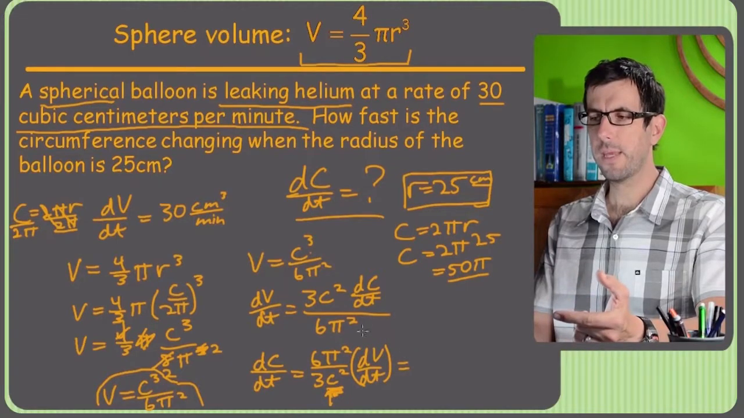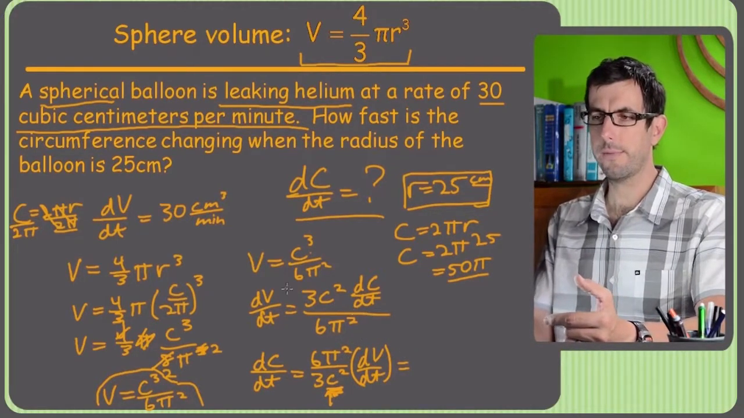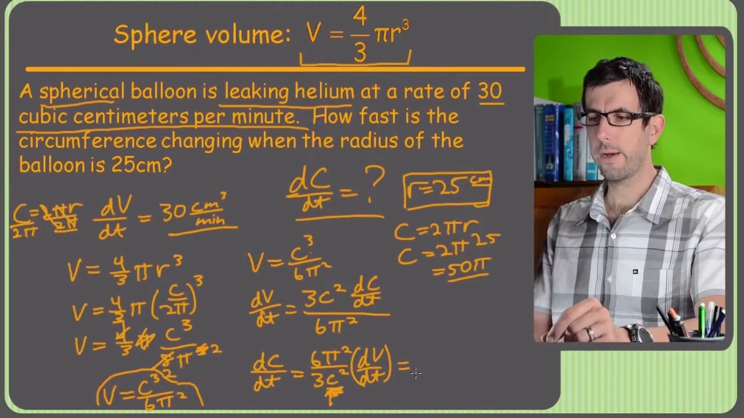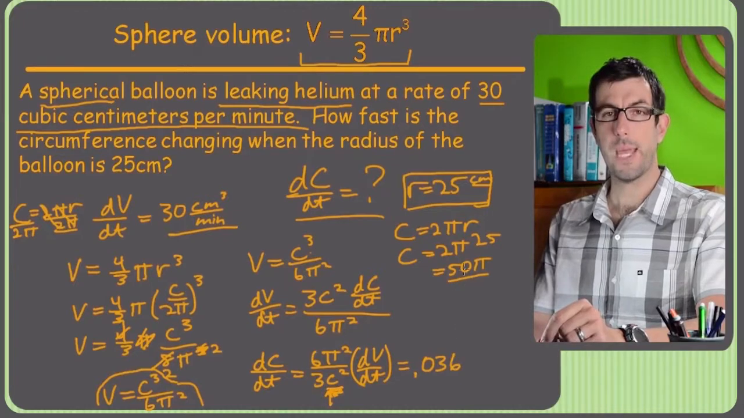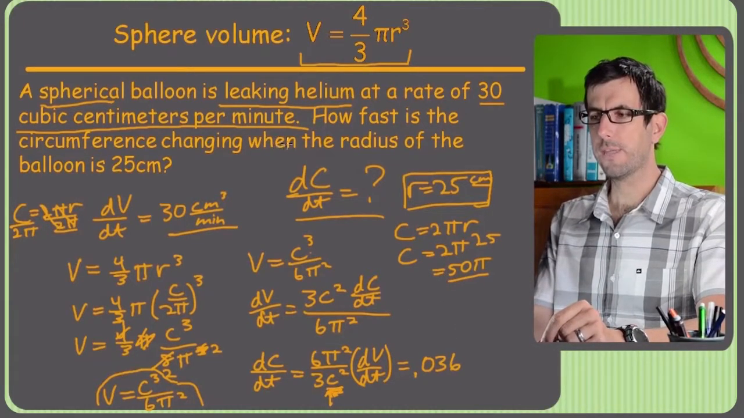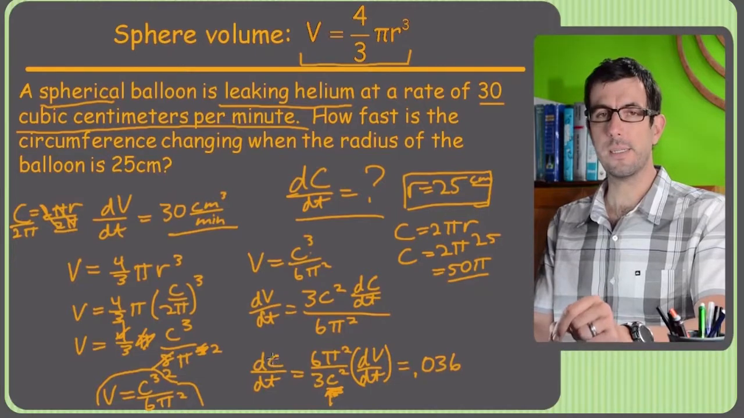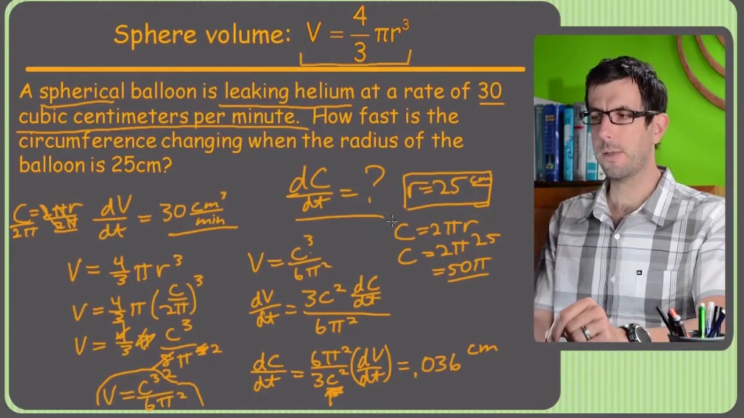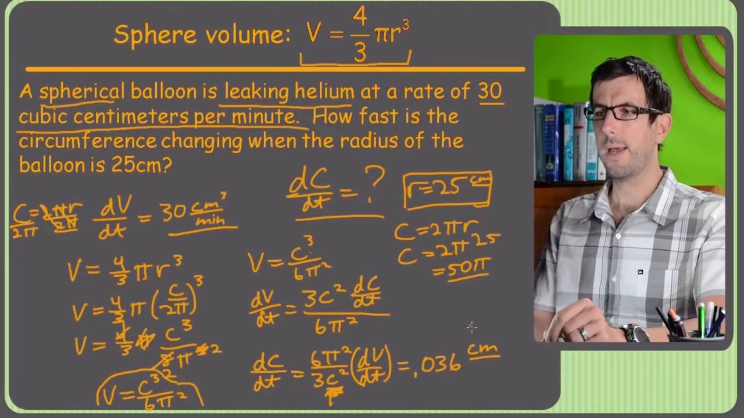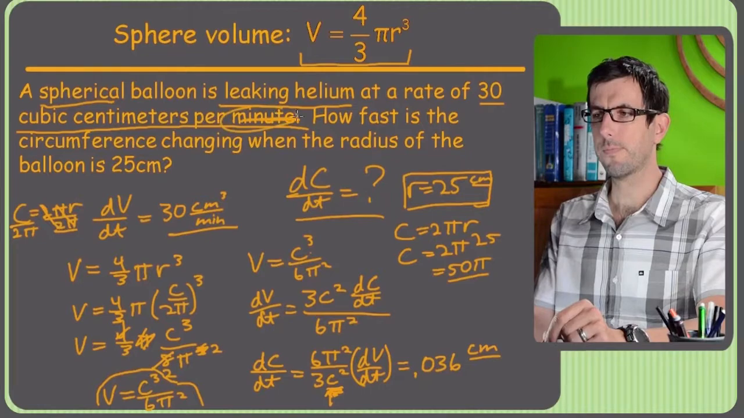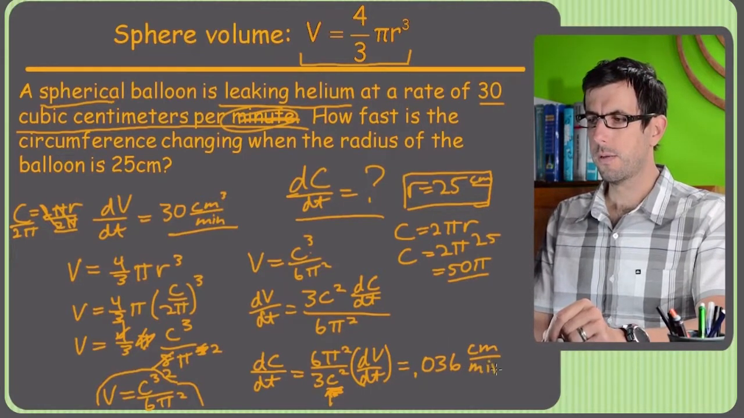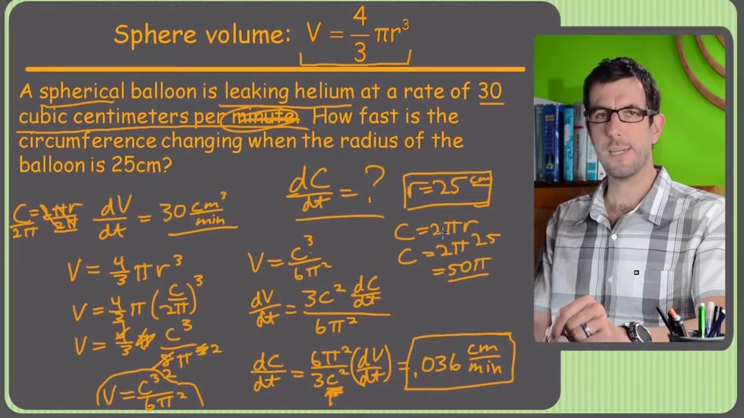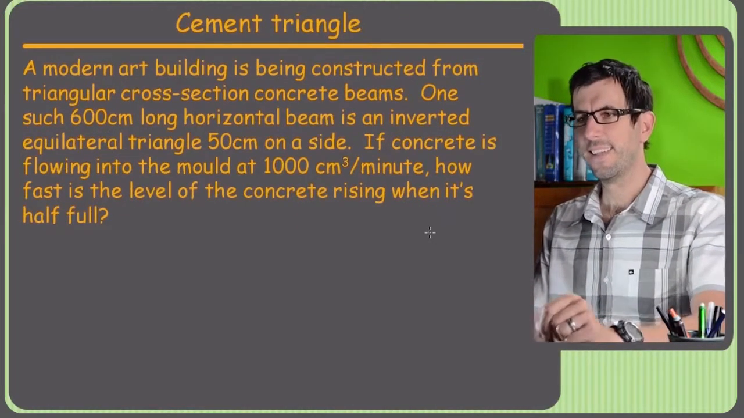Alright, so when I plug in everything, let's see, I plug in that for c, I plug in 30 for dv/dt. And I did all this on my calculator and I got 0.036. And what are the units? Well, let's see, they asked for how fast is the circumference changing, so that's a distance. So that's going to be centimeters, since this problem seems to be about centimeters. And in the denominator, we're going to have either seconds or minutes. Alright, so 0.036 centimeters per minute. Pretty good. Alright. These are brutal, right?